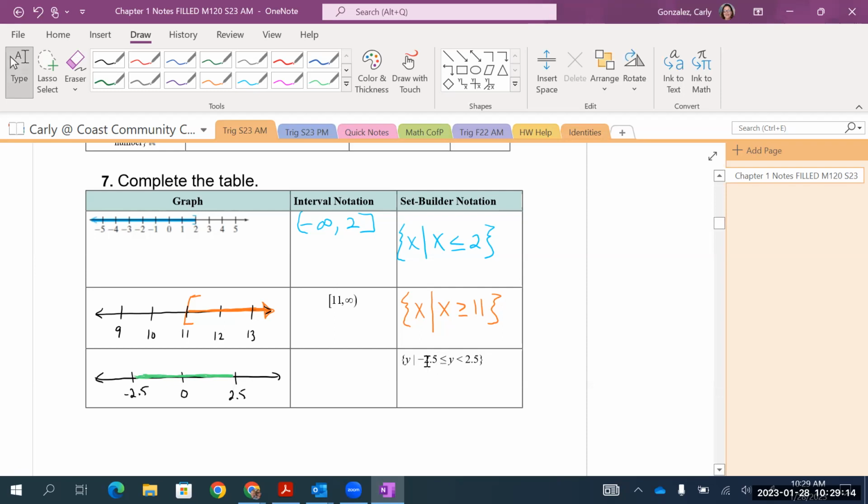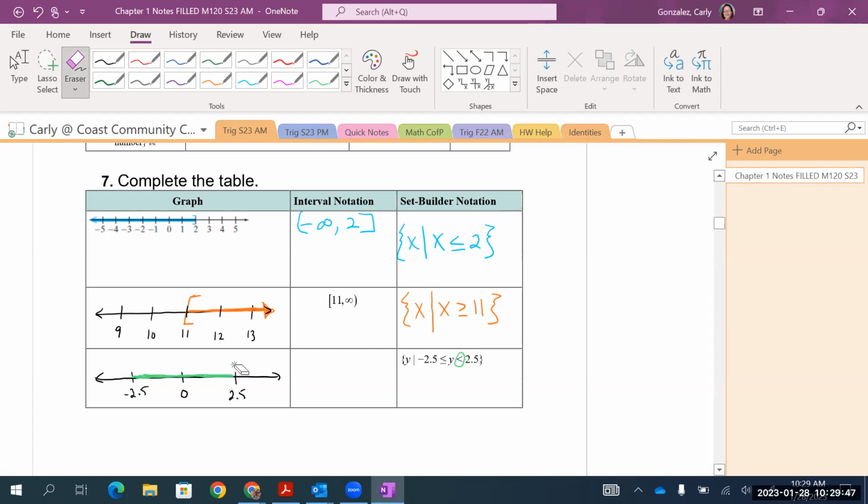So I need to frame this. Because my y is greater than or equal to negative 2.5, because of this little line here, I'm going to get a bracket at negative 2.5. And because there is no little line comparing to positive 2.5, I will get a parenthesis. And so that is the graph from negative 2.5 to 2.5 with a bracket on the left and a parenthesis on the right.